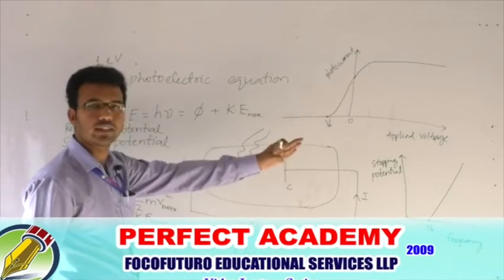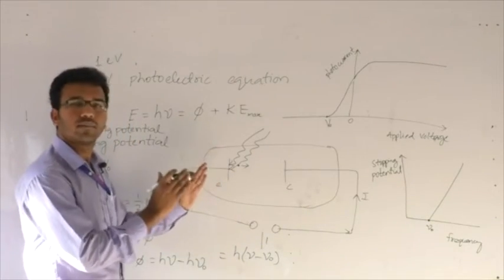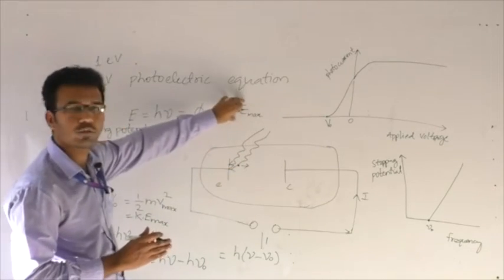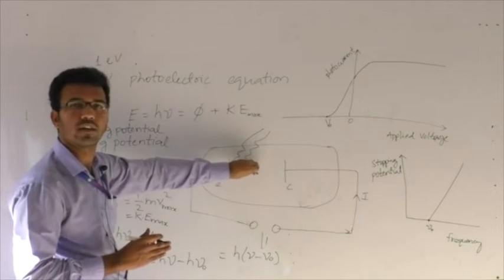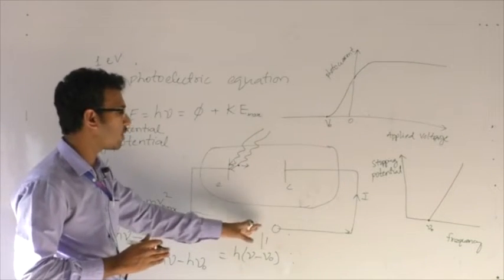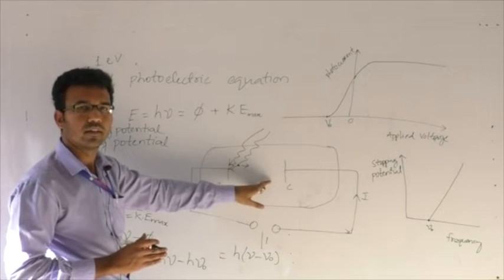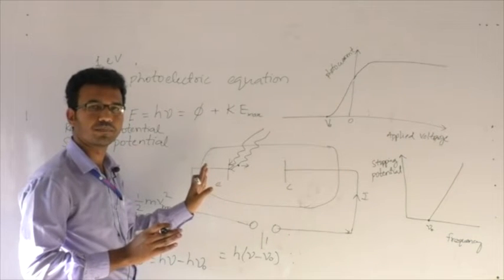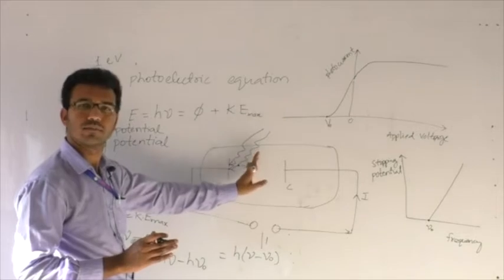As you increase the frequency from here, you need some energy to stop the electron, because as you increase the frequency, the remaining energy will be converted into kinetic energy, and in order to stop that electron, you have to apply sufficient stopping potential. So finally, the current in the circuit will become zero. Our whole idea is we are making the current in the circuit zero.